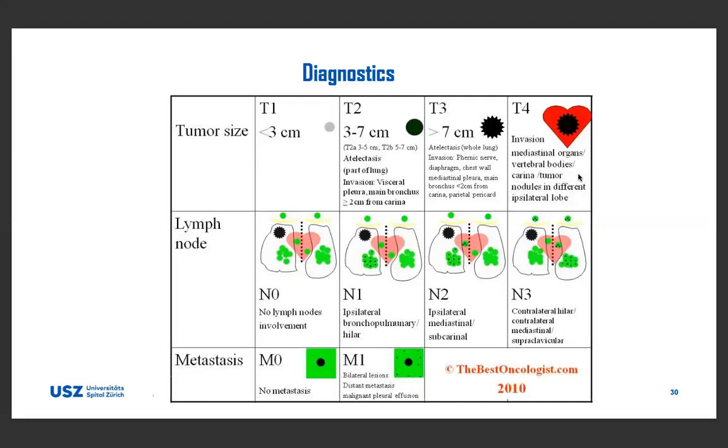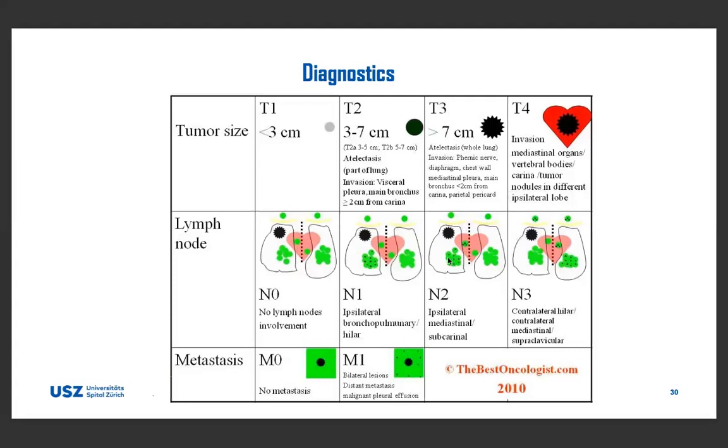The second step would be to find out whether lymph nodes are involved. If there are no lymph nodes, then it's N0, and here you can see these small black dots. N1 would be if the tumor is on the right side, and the lymph nodes are also on the right side.